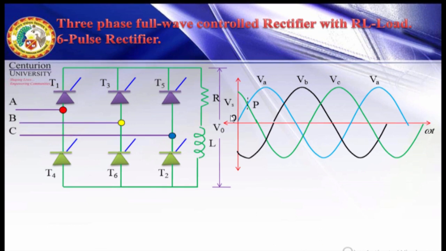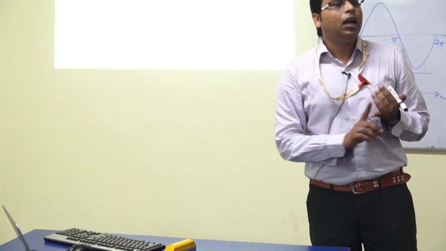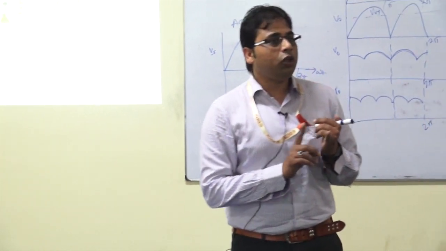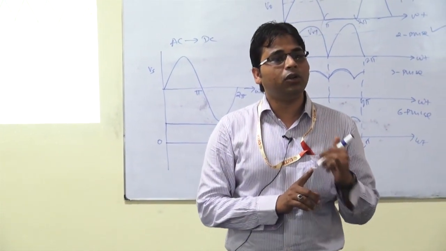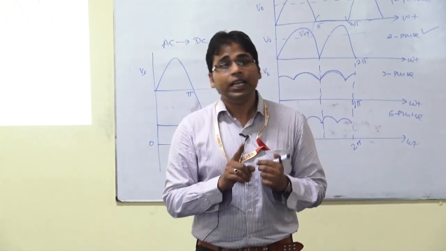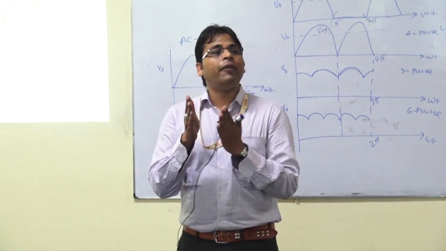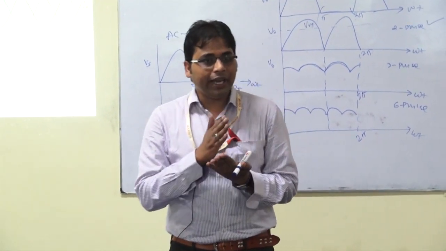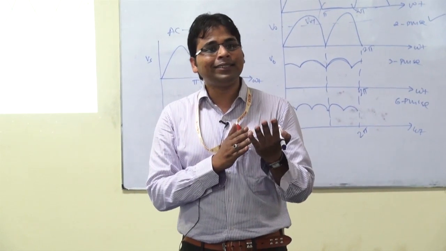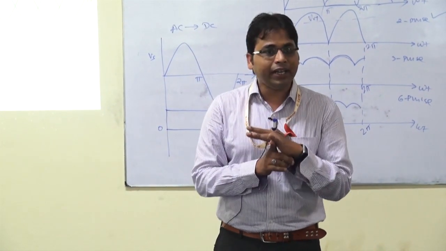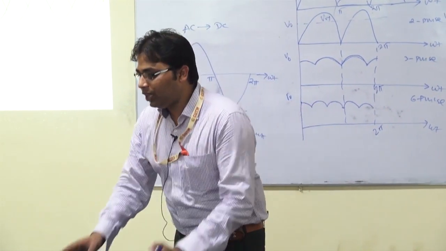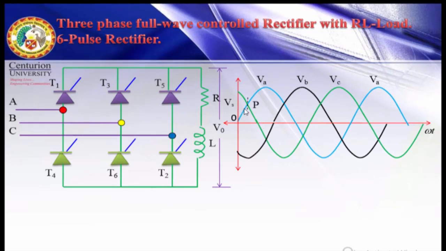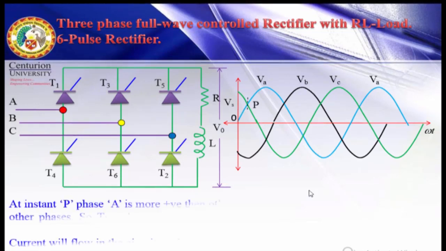Now let us distinguish some points. Already we have discussed, at alpha equal to 0, omega t is equal to how much in 3 pulse? 30 degrees. So we cannot fire below 30 degrees, since it is reverse biased by the already conducting thyristor. So let us start here from 30 degrees. Let this point be P.